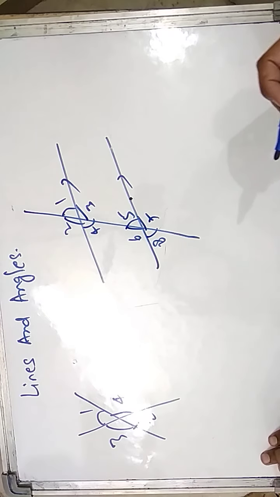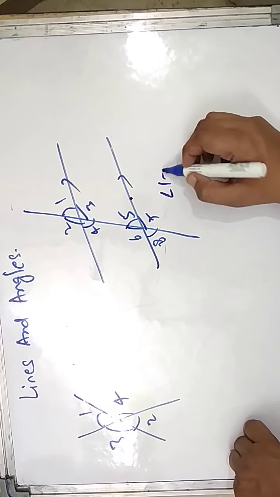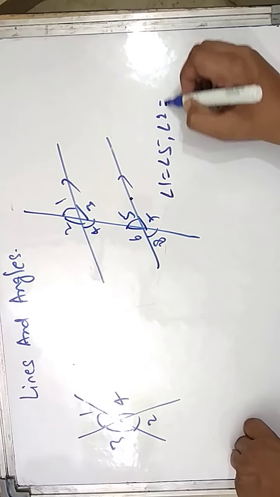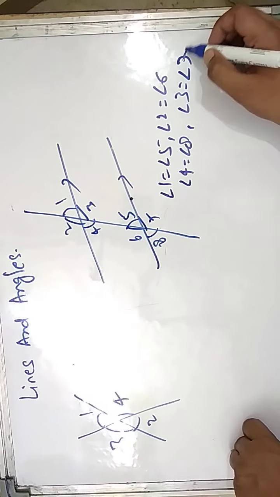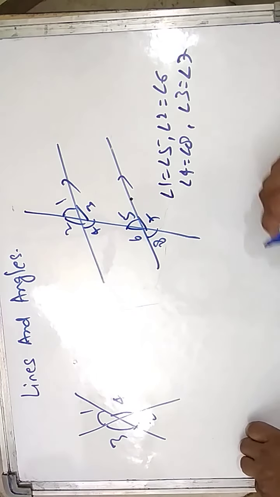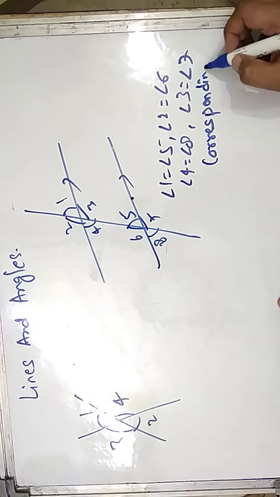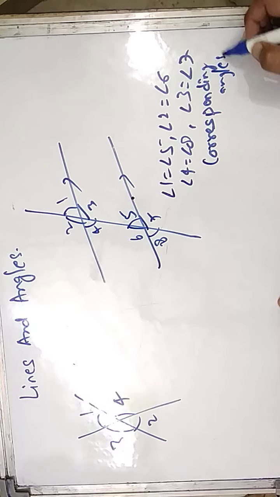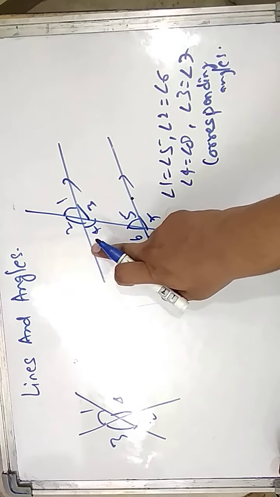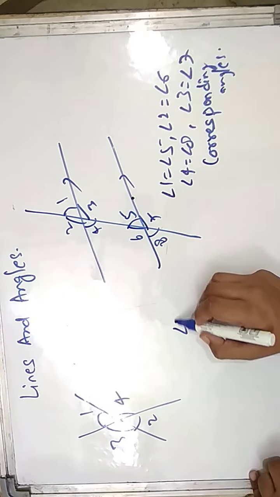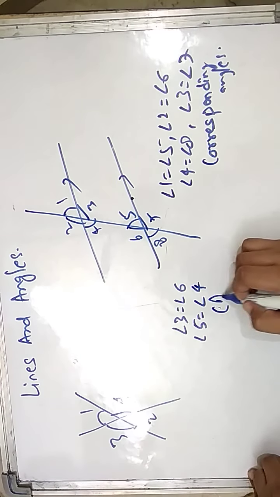Angle 1 is equal to angle 5, angle 2 is equal to angle 6, angle 4 is equal to angle 8, and angle 3 is equal to angle 7. All these angles are equal by the corresponding angles reason. And angle 5 is equal to angle 4, and angle 3 is equal to angle 6. They are equal by alternate angles.